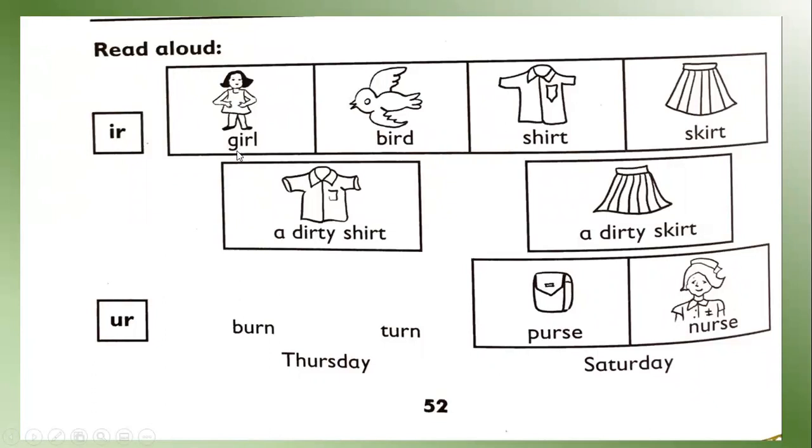Suppose, look here, it's a girl. G-I-R-L, girl. Same like here, B-U-R-N, burn. Girl, burn. Sounds are the same, but the letters are different. Understand? So for these types of words, you memorize them properly. Girl, bird, shirt, skirt, all have the same sound. Understand? A dirty shirt, a dirty skirt.